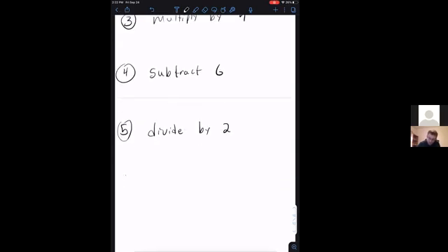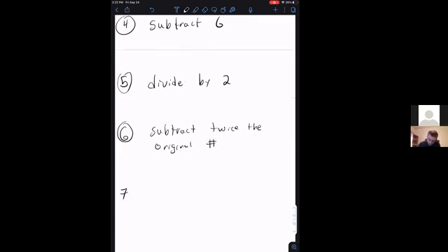And then guess what? Their number is 7. Oh, sorry. Wait 1 second. You have to subtract twice the original number. Okay. And then that number is 7. And we're on step 7. Was that planned? I'm going to say it was.